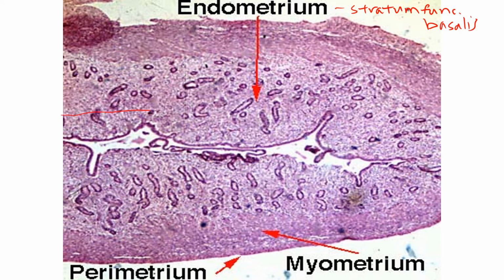I'm just going to mark through here. That would be the layer that's shed off during a menstrual cycle. The deeper of the two strata is called stratum basalis, and that is the one that forms a new stratum functionalis each month. So it would be deep to that functionalis layer, and so it does not get shed every month.